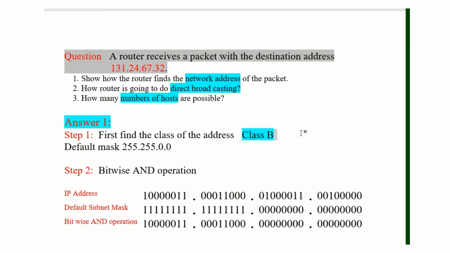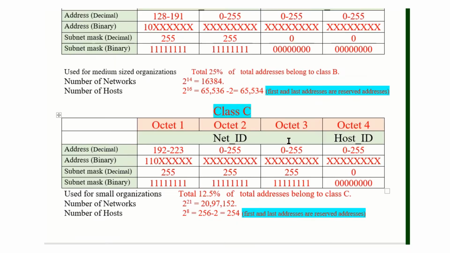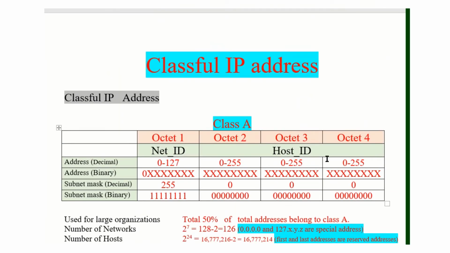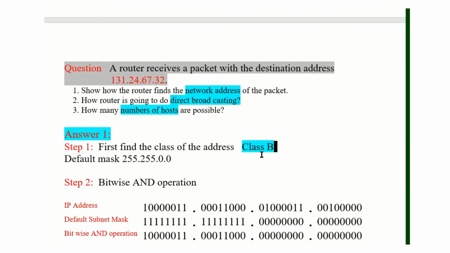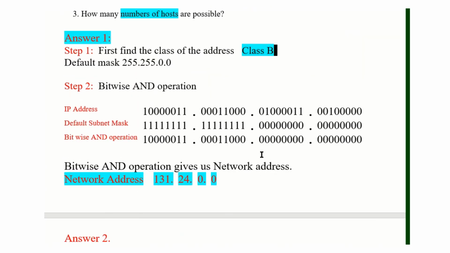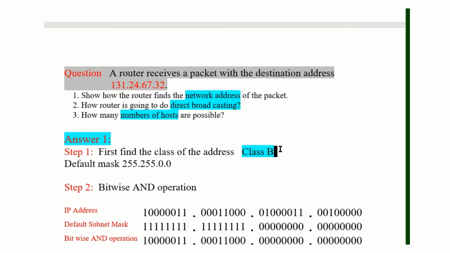Hello friends, let's have a quick recap of classful IP addresses. We have discussed that there are class A, class B, class C, class D and class E IP addresses. Now let us take one problem of finding out the network address and the broadcast address.